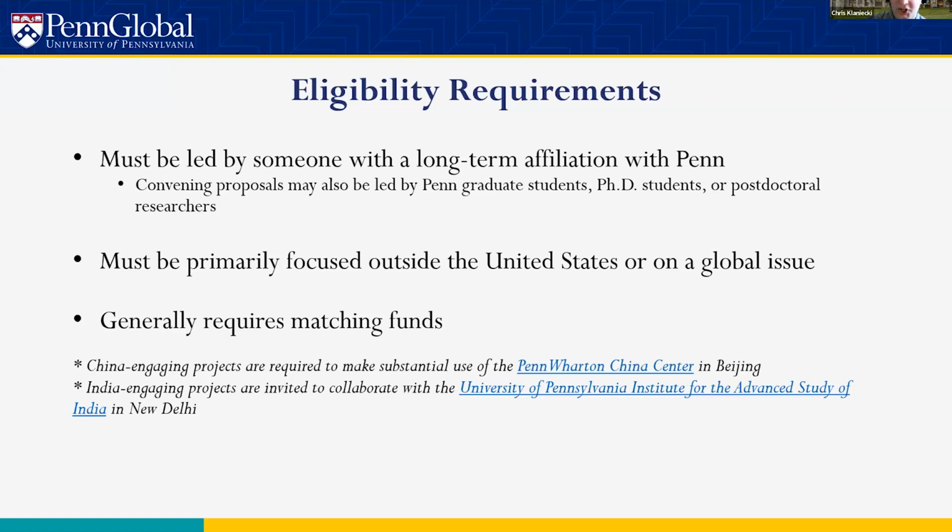The ideal ratio is a 1-to-1 ratio. You can source your matching funds from anywhere internal at Penn. You can also source matching funds from one or more external groups, such as NIH, NSF, other folks that we've heard from earlier today. I also should mention that China engaging projects are required to make substantial use of the Penn Wharton China Center in Beijing, and India engaging projects are invited to collaborate with UPenn in New Delhi.